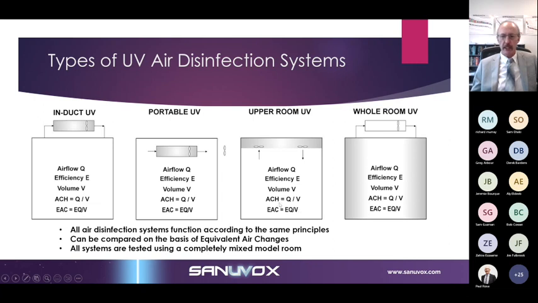Now, the whole room UV system can be used to disinfect air, although they are generally used for surfaces. The whole room system is like an inversion of the in-duct system because the UV lamps are in the room. However, if there is a fan in the duct, it produces an airflow. The room UV system as a whole has an efficiency for a room of volume V. The equivalent air change rate is simply, again, the efficiency times the air change rate.